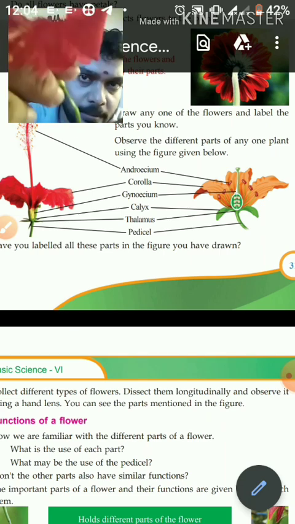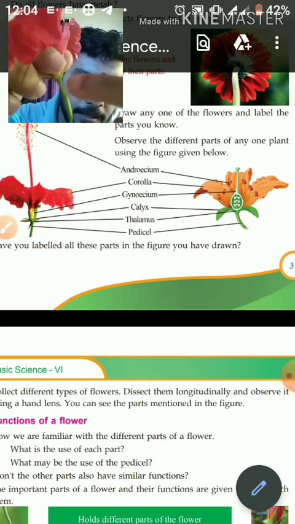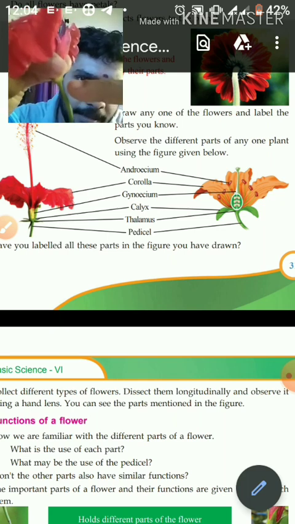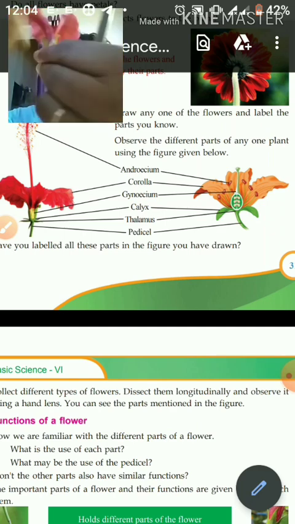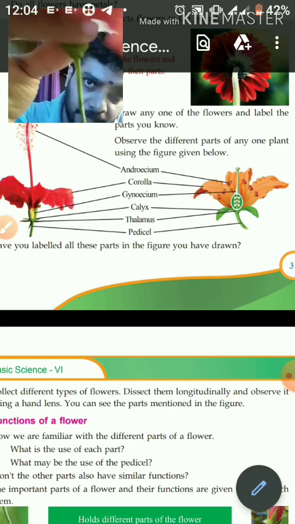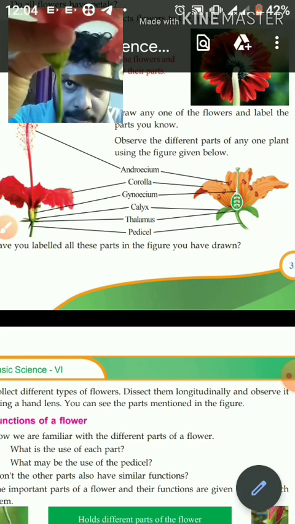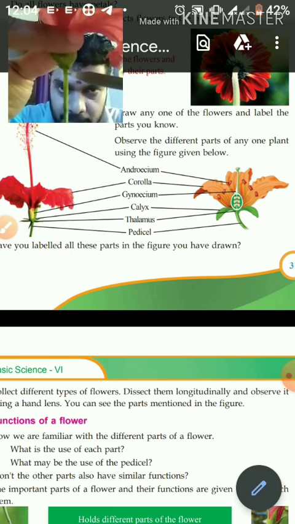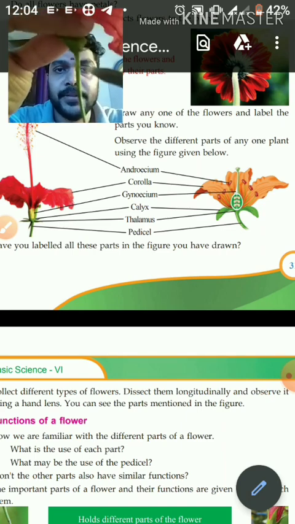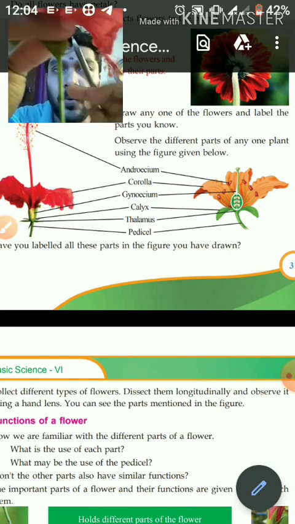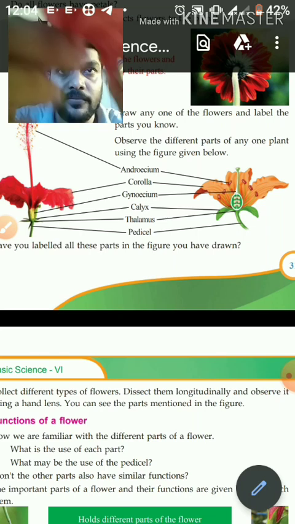Now can you see this part, the pedicel ends with another part. So this part is known as thalamus. Okay, once again please listen. This part is called thalamus. What is the function of thalamus? It holds different parts of the flower.